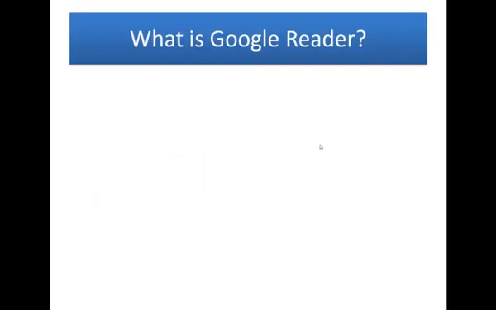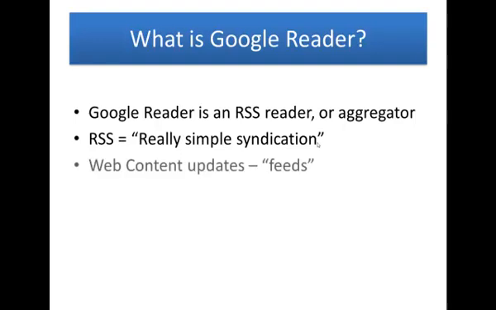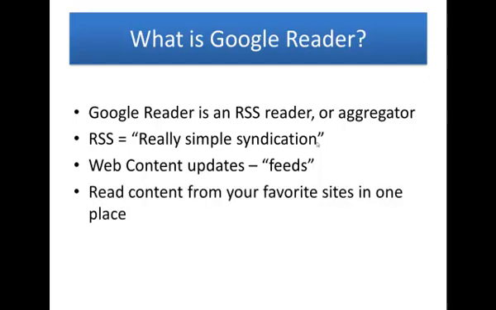So what is Google Reader? Google Reader is an RSS reader, also called an RSS aggregator. What is RSS? RSS stands for Really Simple Syndication. That is a format that regularly updated web content takes as a way for it to be syndicated, and those feeds can be read by RSS readers. And that's what Google Reader is. Practically, what that means for you is that you can read content from your favorite sites in one place.